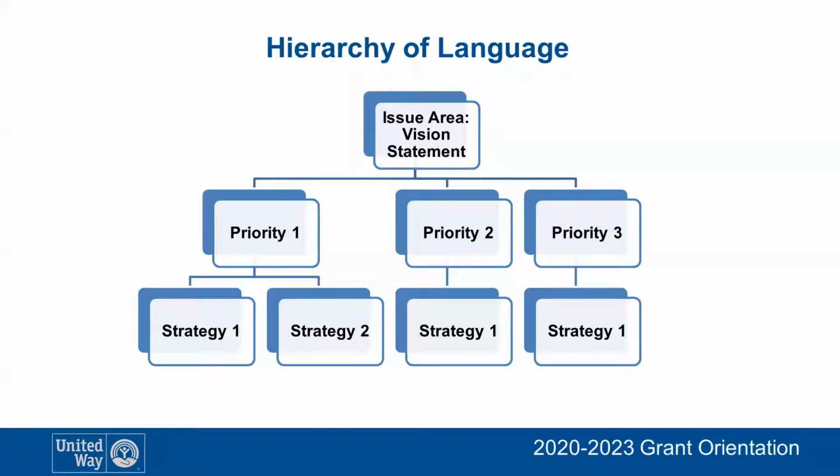Under the vision statement, we have priorities. Priorities set out our overarching concepts for how we are going to achieve the vision. And then our strategies are specific to the priority and help us achieve the priority. So your job within the application is to draw the thread from your program to the strategy, to the priority, and ultimately the vision statement of the issue area.